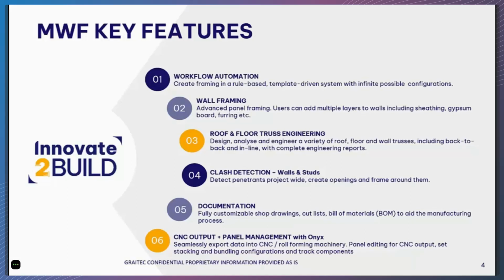Another thing that we are able to automate is the creation of the shop drawings, complete with cut lists. And all of this, of course, will aid in the manufacturing process. They're fully customizable. You can have as many views as necessary to communicate the intent of the panel. And then once that is done, again, we are able to output to our sister software called Onyx, where there you'll have the CNC output with all of the data for roll forming or for saws. And then it'll take you once again all the way from the beginning to the end. So from design all the way to the finished product.